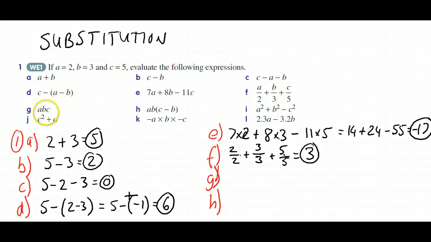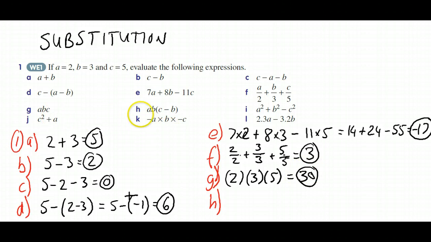Okay, in g we've got abc, which becomes 2, 3 and 5. This is one helpful way to deal with these substitution questions, is to put each value that you substitute into brackets, and then it becomes a little bit clearer what you have to do with it. This is 2 times 3 times 5, 2 times 3 is 6, 6 times 5 is 30.